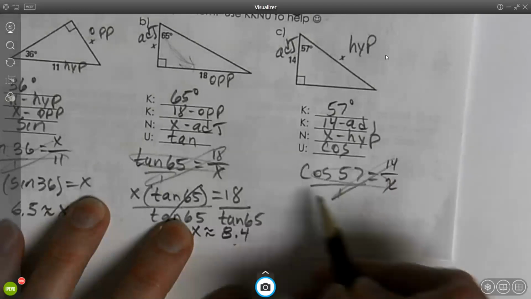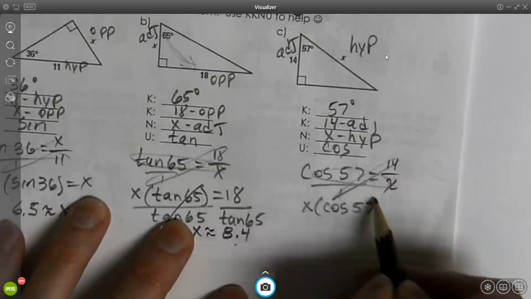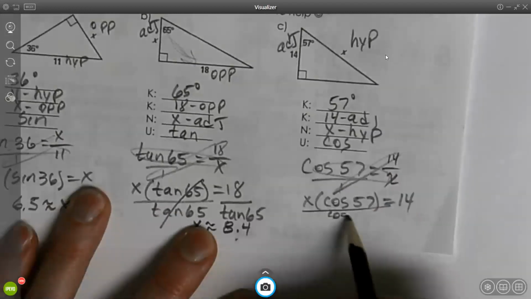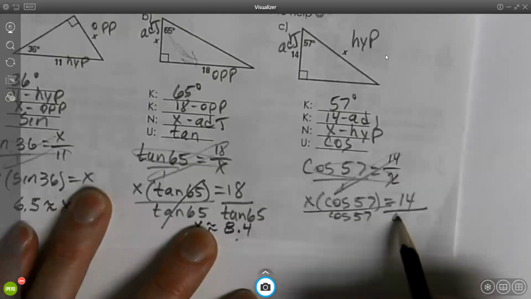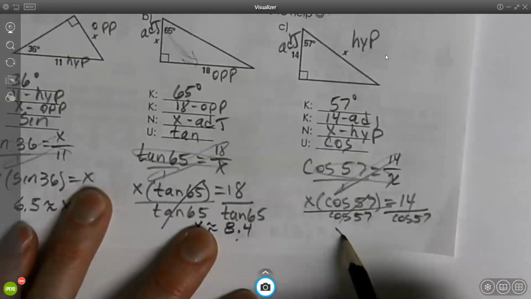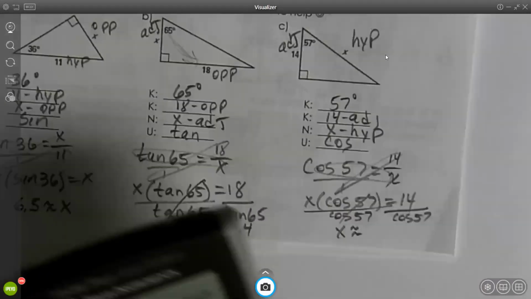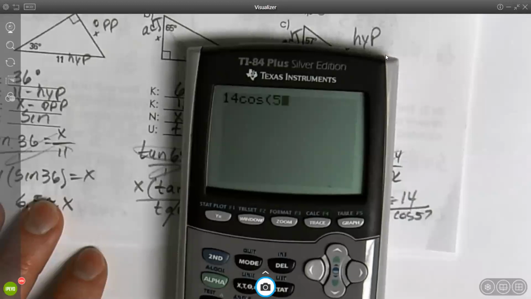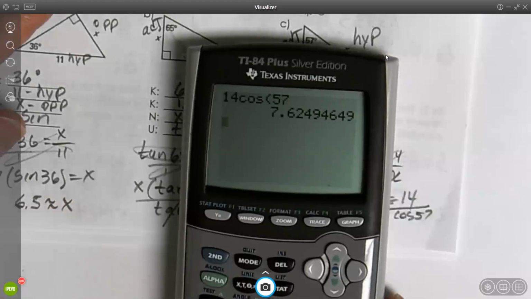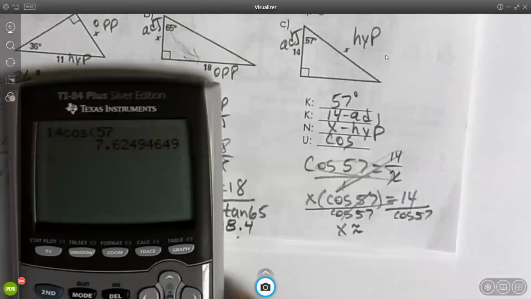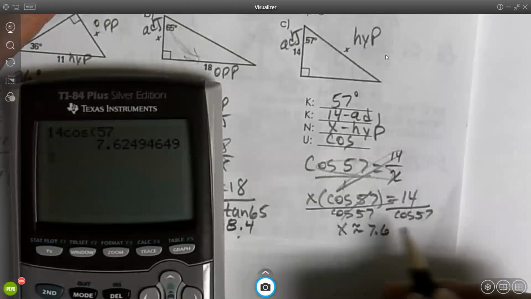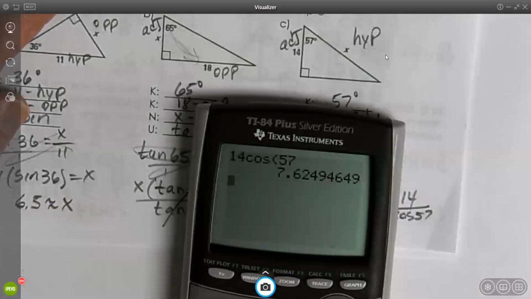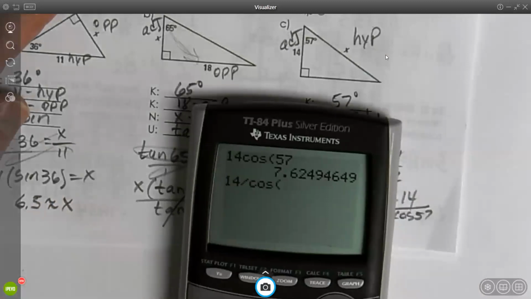So this is x times the cosine of 57. That would equal 1 times 14. You can divide by your cosine of 57. So x is approximately 14 times the cosine of 57, 7.6. Oh, did I times it? Yeah, good job. We are dividing by the cosine of 57.